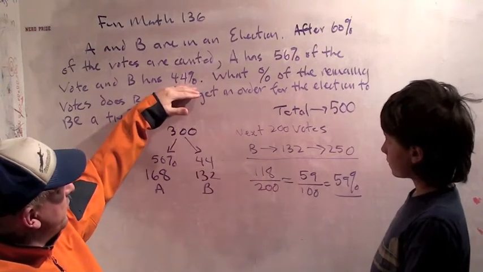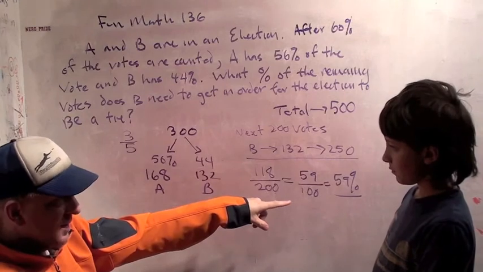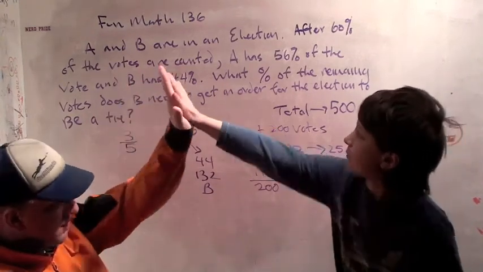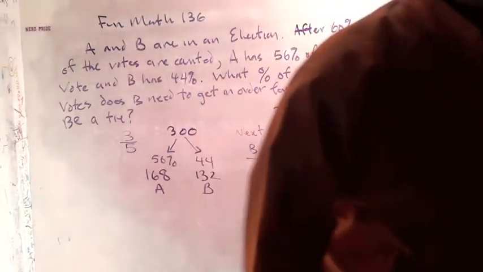So B won 44% of the 300 votes and needs to get 59% of the next 200 to get a tie. Make sense? Okay, so this should be a good video to help you on that problem if you get stuck. All right, good job.